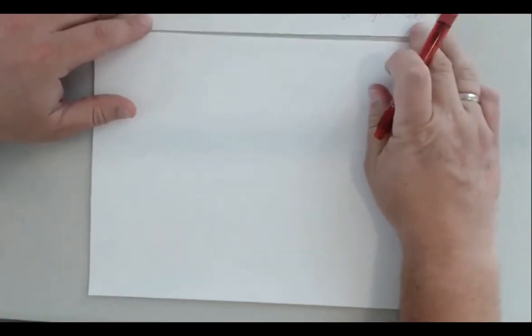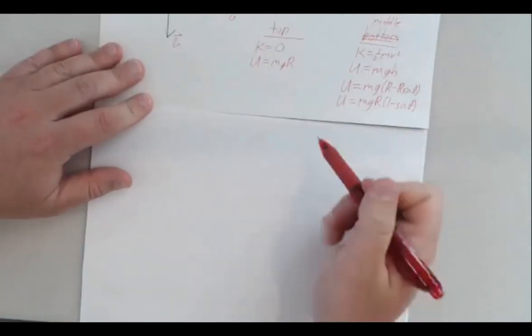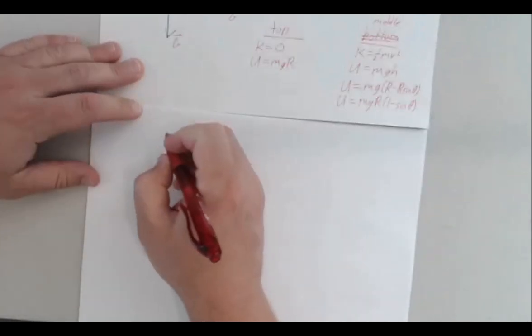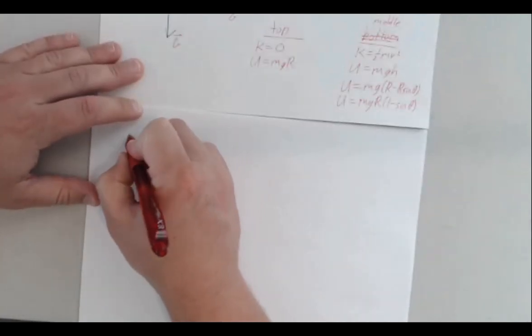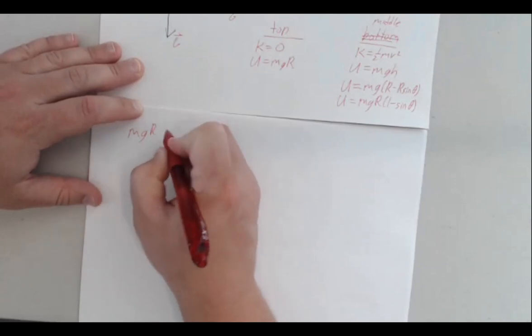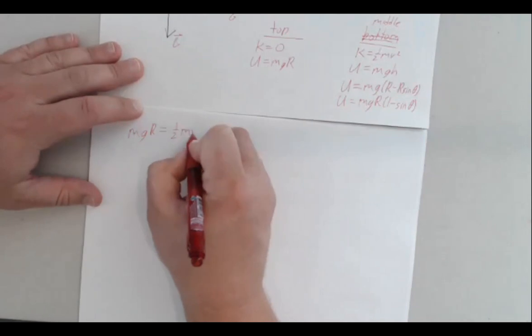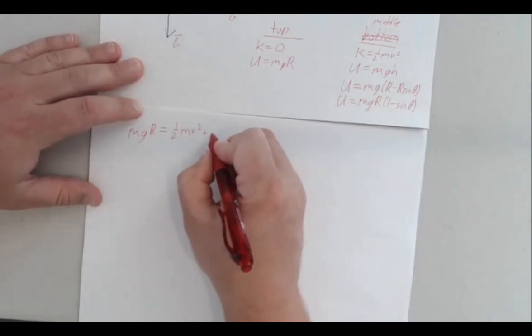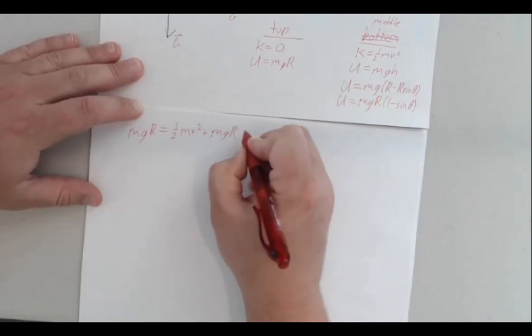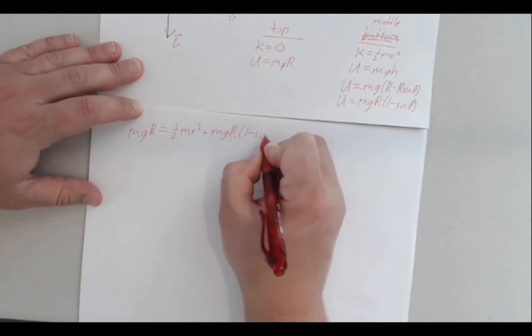But if I put those things together, my statement of conservation of energy is going to look like mgr is equal to my kinetic, 1/2 mv squared, plus my potential, mgr times (1 minus sine theta).